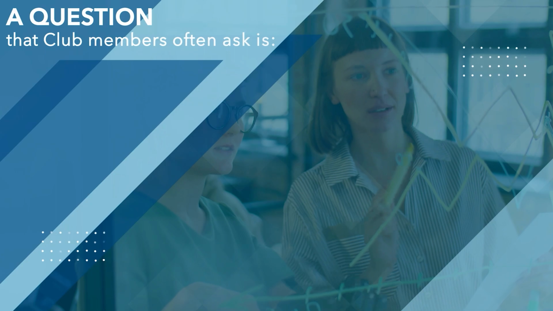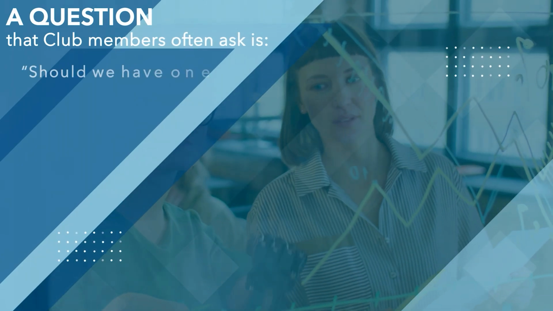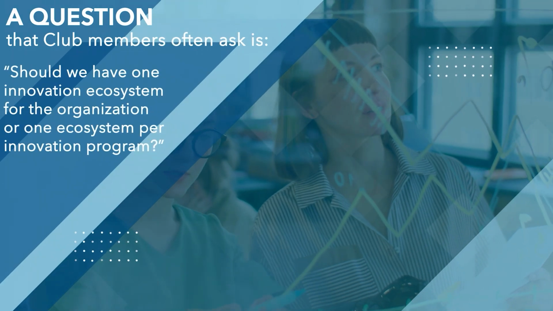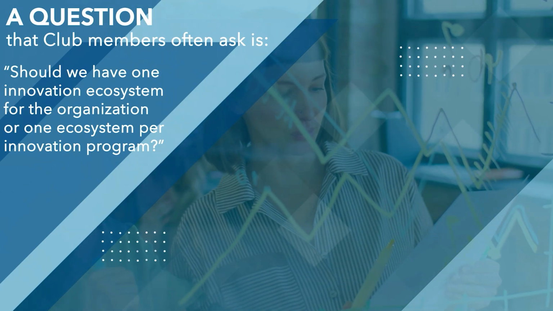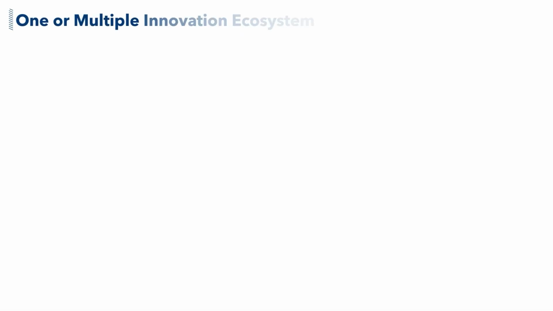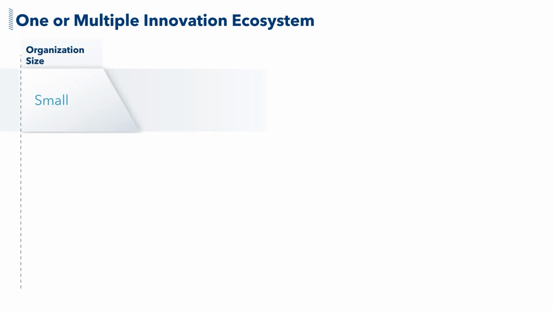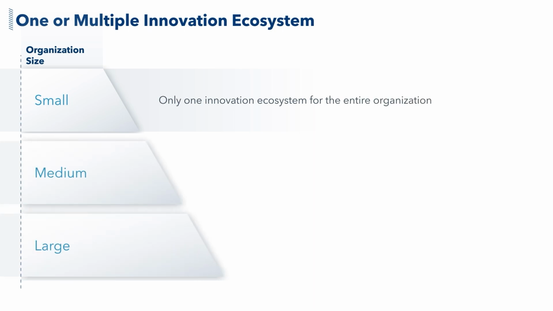A question that club members often ask is, should we have one innovation ecosystem for the organization or one ecosystem per innovation program? The answer depends on the size of the organization. In a small organization, one unique innovation ecosystem might be suitable, but for a mid or large organization, it could be preferable to have an ecosystem per innovation program.